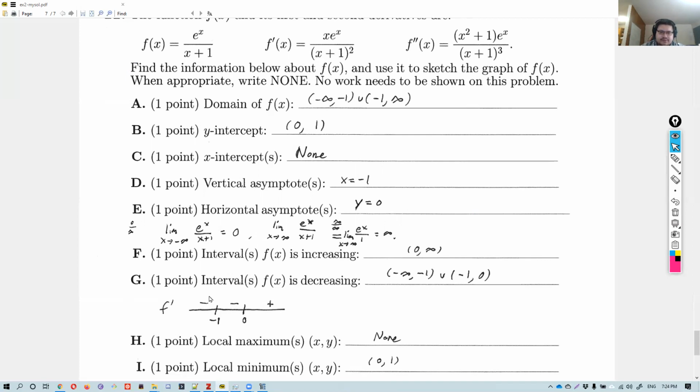Next, when we jump over the -1, this x plus 1 would change its sign, but because it's being squared, that doesn't introduce a sign change into the overall function f prime. So jumping over this -1 does not change the sign, so you get minus minus. So this is the sign chart, and then you just read off the information of increasing and decreasing from the sign chart. Increasing is when the derivative is positive, 0 to infinity, and decreasing is when the derivative is negative, so minus infinity to -1, and from -1 to 0.